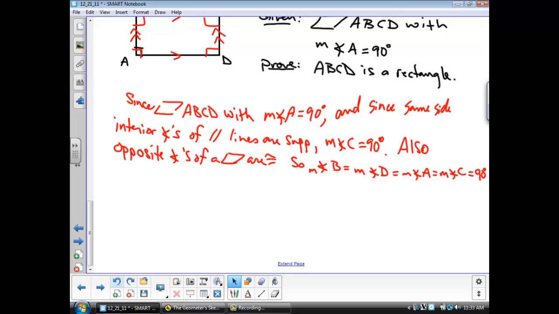Same side interior angles are supplementary. Measured angle C has to equal 90. Also, opposite angles of a parallelogram are congruent. So measured angles B, D, A, and C will all have to be 90. Meaning that ABCD is a rectangle. Therefore, ABCD is a rectangle.